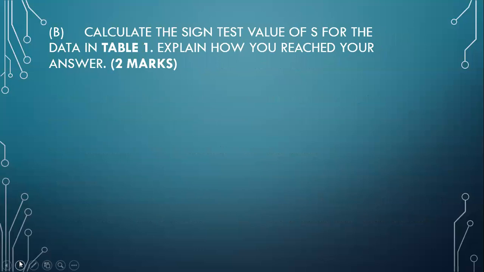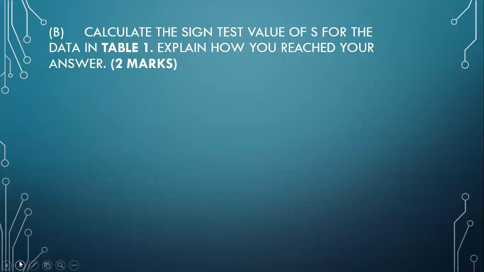Question B: calculate the sign test value of S for the data in table 1. Explain how you reached your answer. Again, let's understand the question. First sentence, calculate the sign test value of S in the data in table 1. So you've got to do that calculation and explain how you reached that answer. So again, the question is asking you to do 2 things.